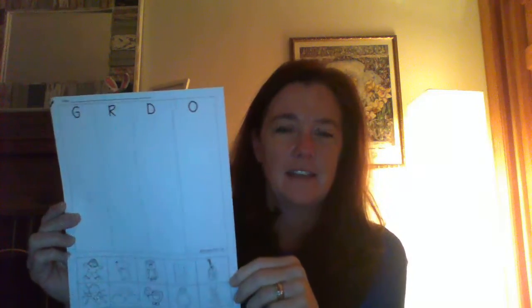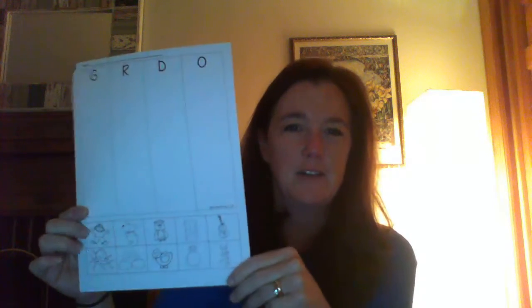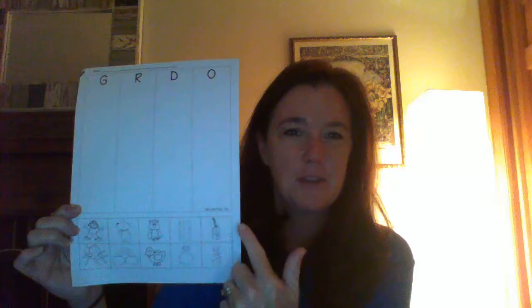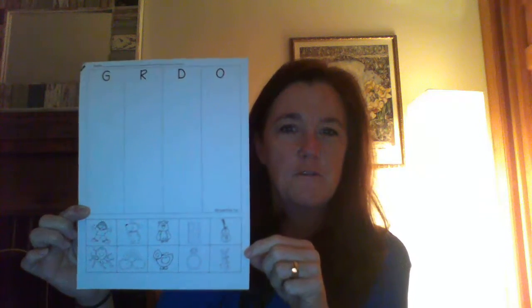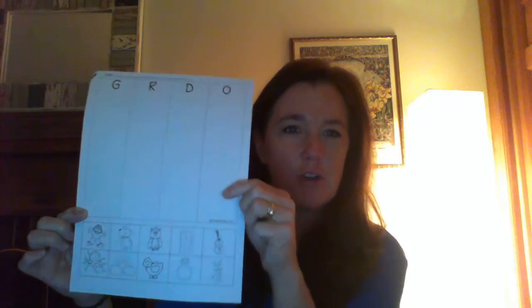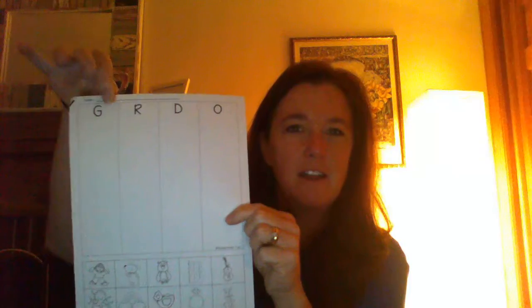One of the things is your sheet that looks like this. It has a G, an R, a D, and an O on it. Now, I know you guys probably already know what you need to do, but you're going to cut out your pictures here at the bottom, and you're going to figure out if the picture starts with a G, an R, a D, or an O.